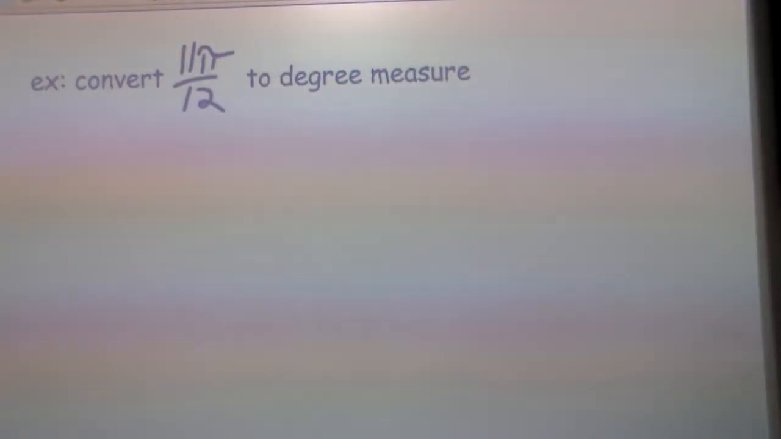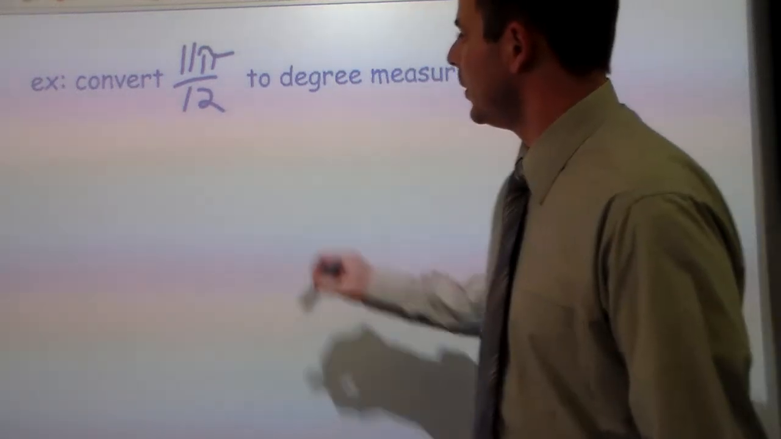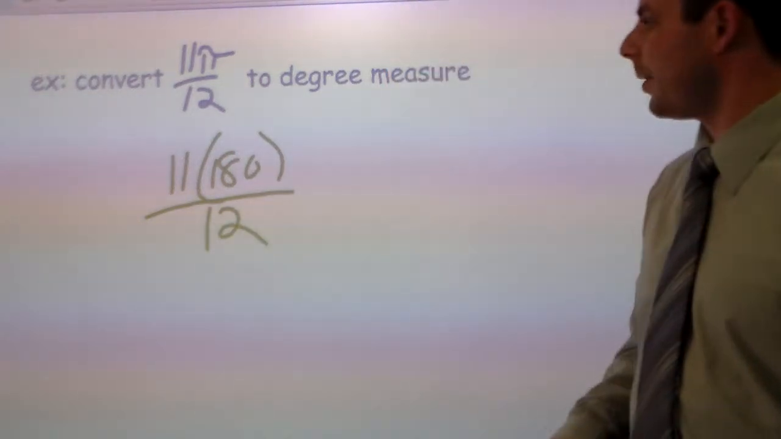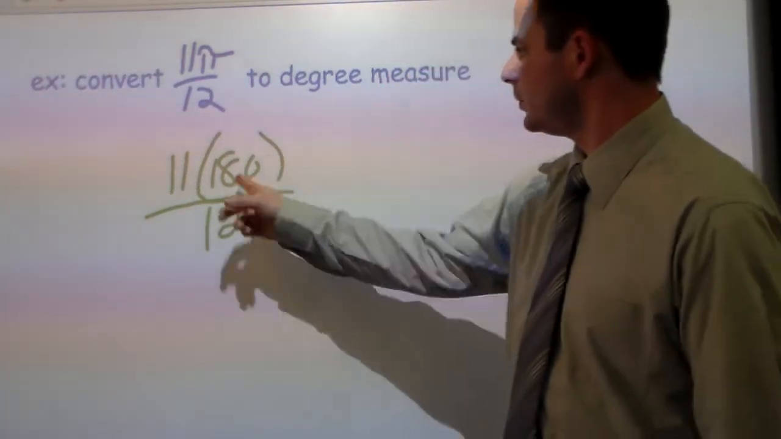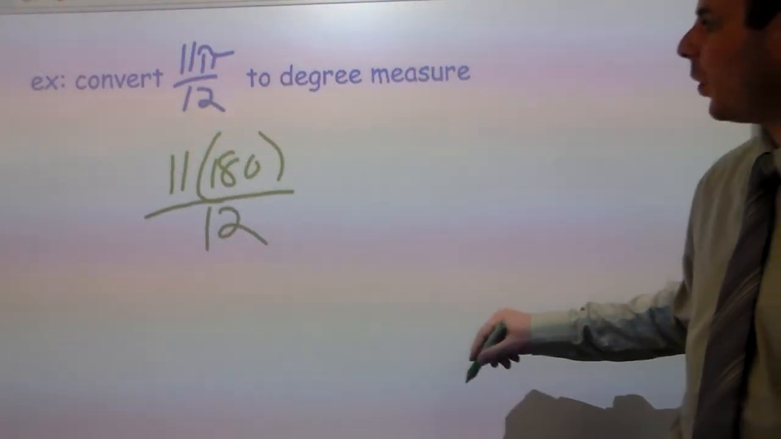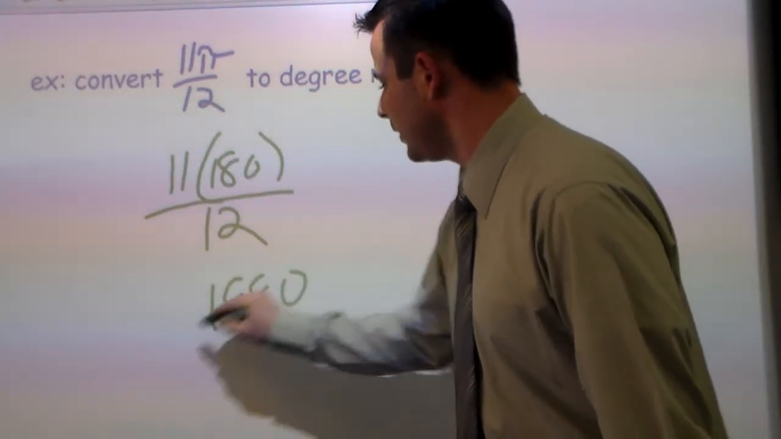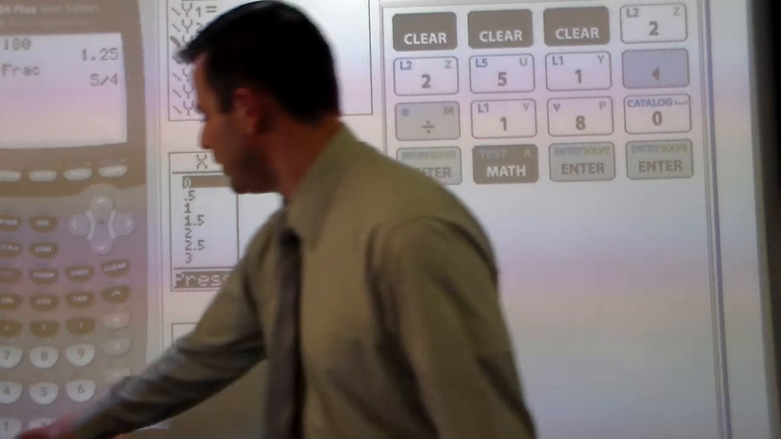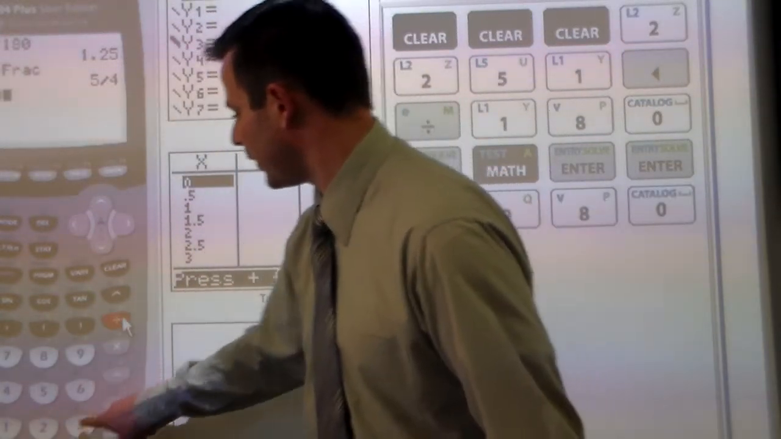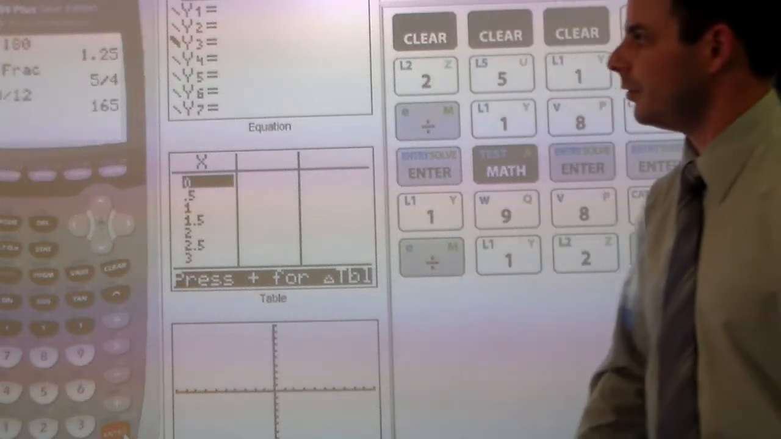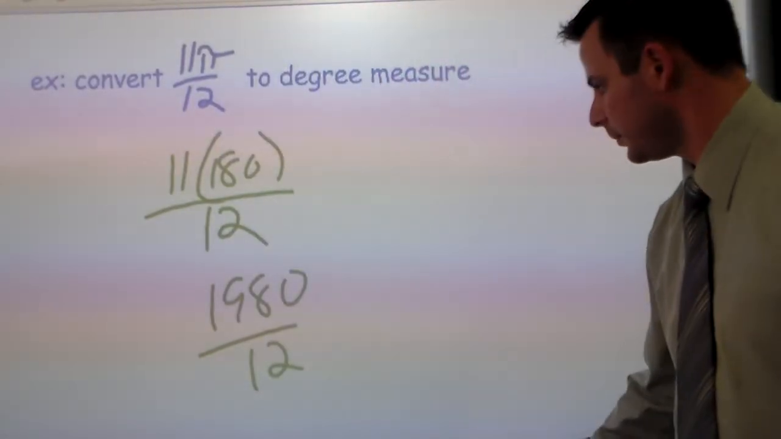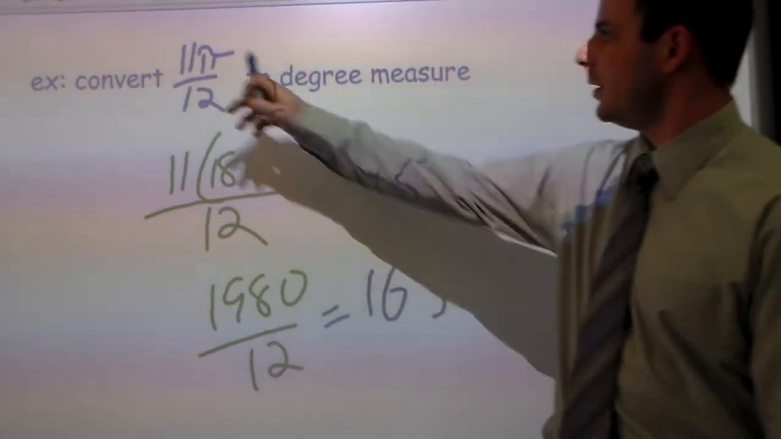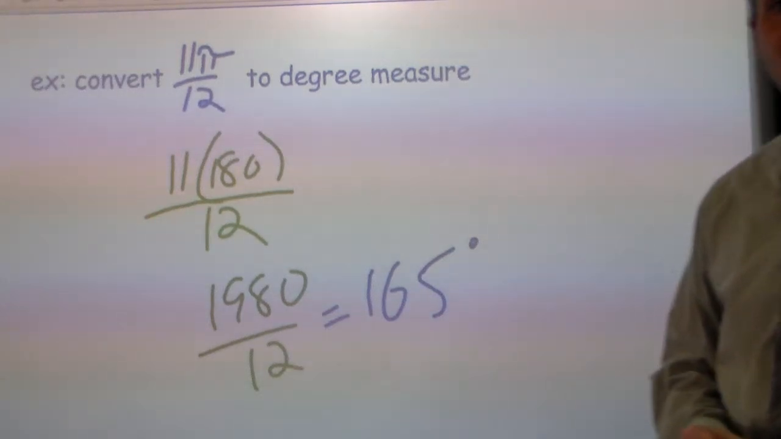Let's convert 11 pi over 12 to degree measure. So substitute 180 degrees for pi and clean it up. So let's multiply 11 and 180, which is 1980, divided by 12, and then simplify your fraction. Again, if you're having trouble simplifying, 1980 divided by 12 gives you 165 degrees. So 165 degrees is equivalent to 11 pi over 12 radians.